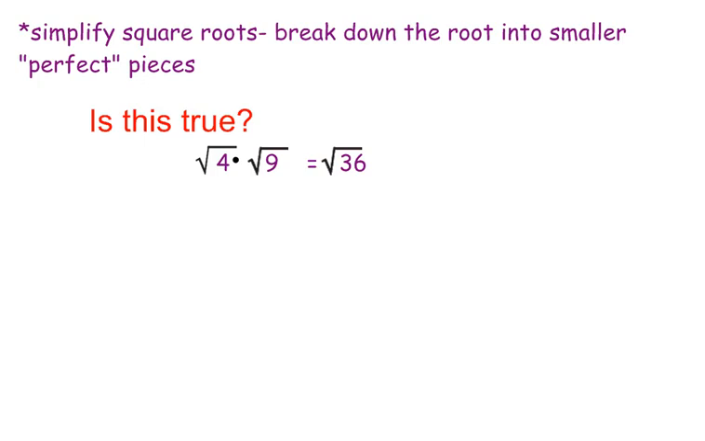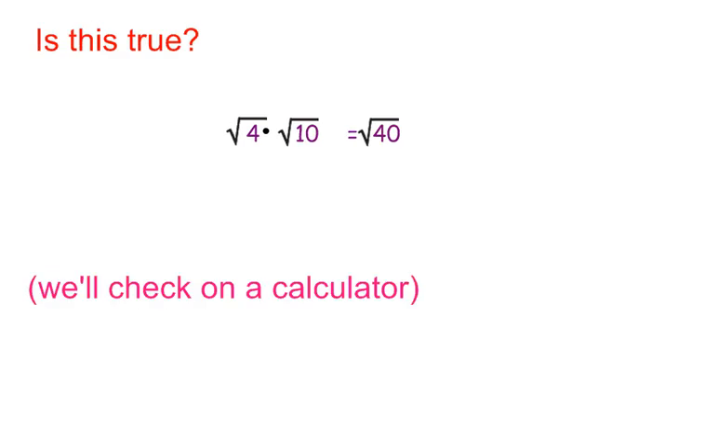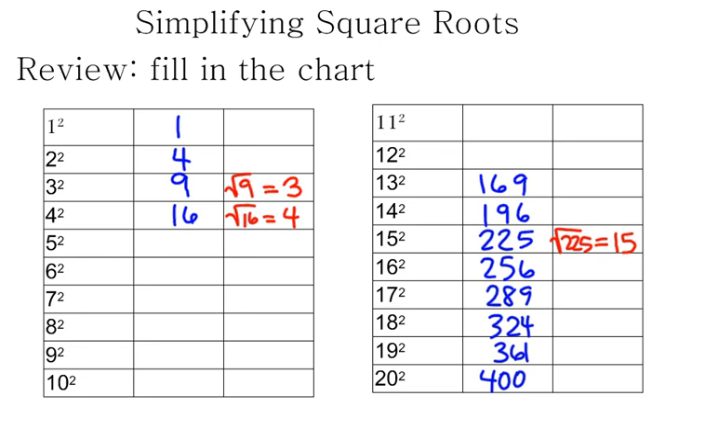So your first definition to put down on your notes page is that to simplify square roots is to break down the root into smaller, perfect pieces. Now, the reason I had you make this list is because these are the perfect squares. The numbers in the middle column are perfect squares. So those are the numbers we're going to look for when we're trying to simplify.